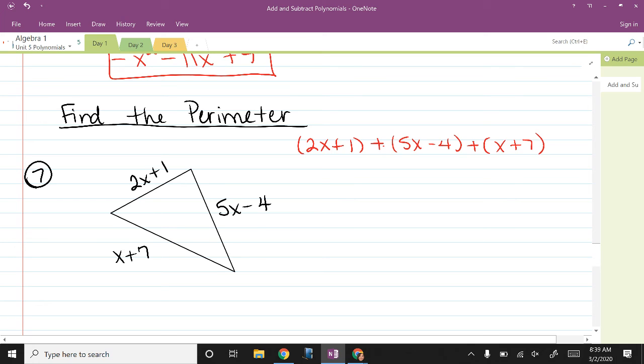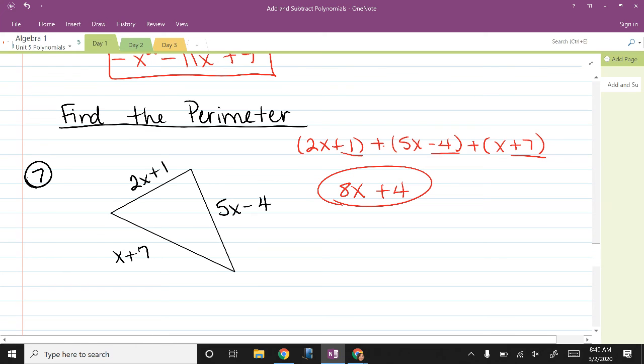And when you add, remember, you just combine like terms, decreasing order. So I just got x's and constants, right? So if I add my x's, I combine like terms. What is 2x plus 5x plus 1x? 7x plus 1x is 8x. And then I add my constants, 1 minus 4 plus 7. Negative 3 plus 7 is positive 4.